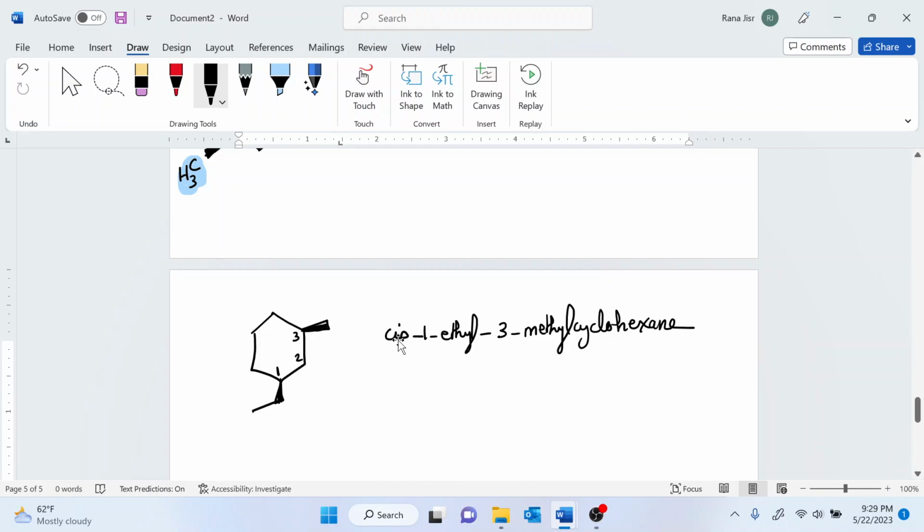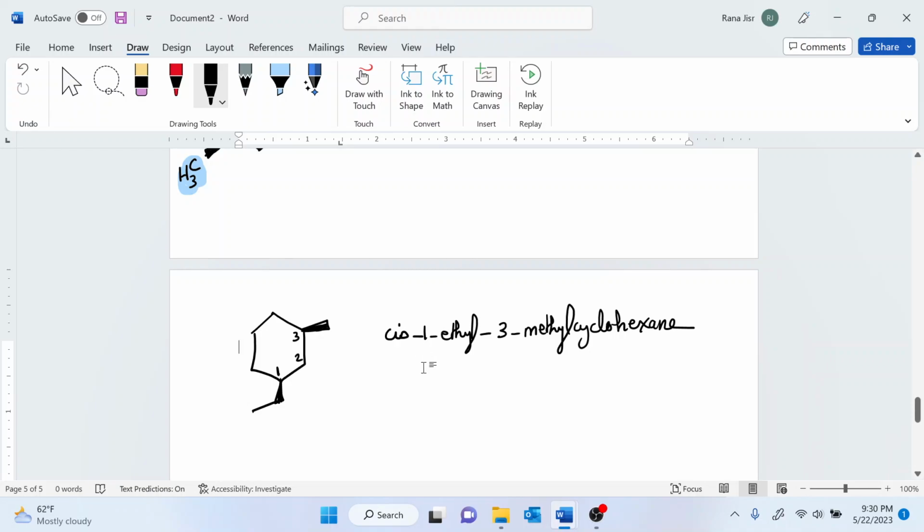So the terms cis and trans exist only between two substituents. The substituents can be anywhere on the cycle, not necessarily on adjacent carbons. They can be anywhere on the cycle as long as there are only two substituents. And if these substituents are on the same side, we call them cis. And if they are on opposite sides, we name them trans.